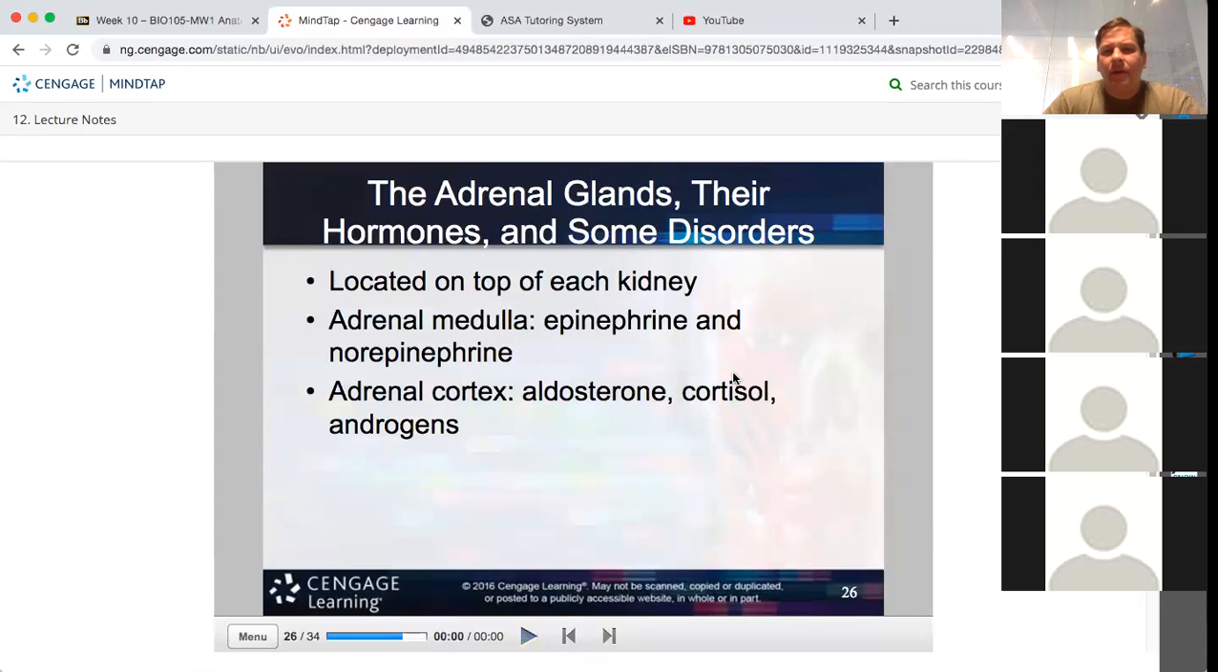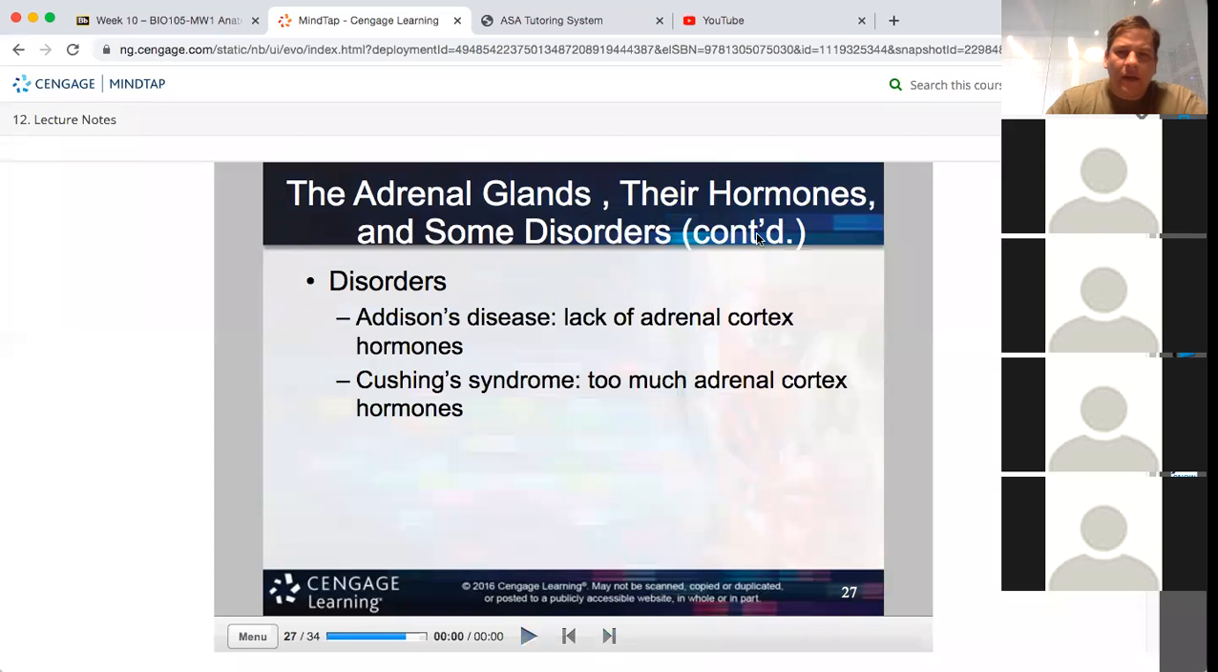Now let's talk about the adrenal glands, their hormones and some disorders. These glands are located on the top of each kidney. You have the adrenal medulla that produces epinephrine and norepinephrine. The adrenal cortex produces aldosterone, cortisol, and androgens. So all these hormones are produced in the adrenal glands. Some disorders are Addison disease, that is a lack of adrenal cortex hormones, and Cushing syndrome, that is too much adrenal cortex hormones.